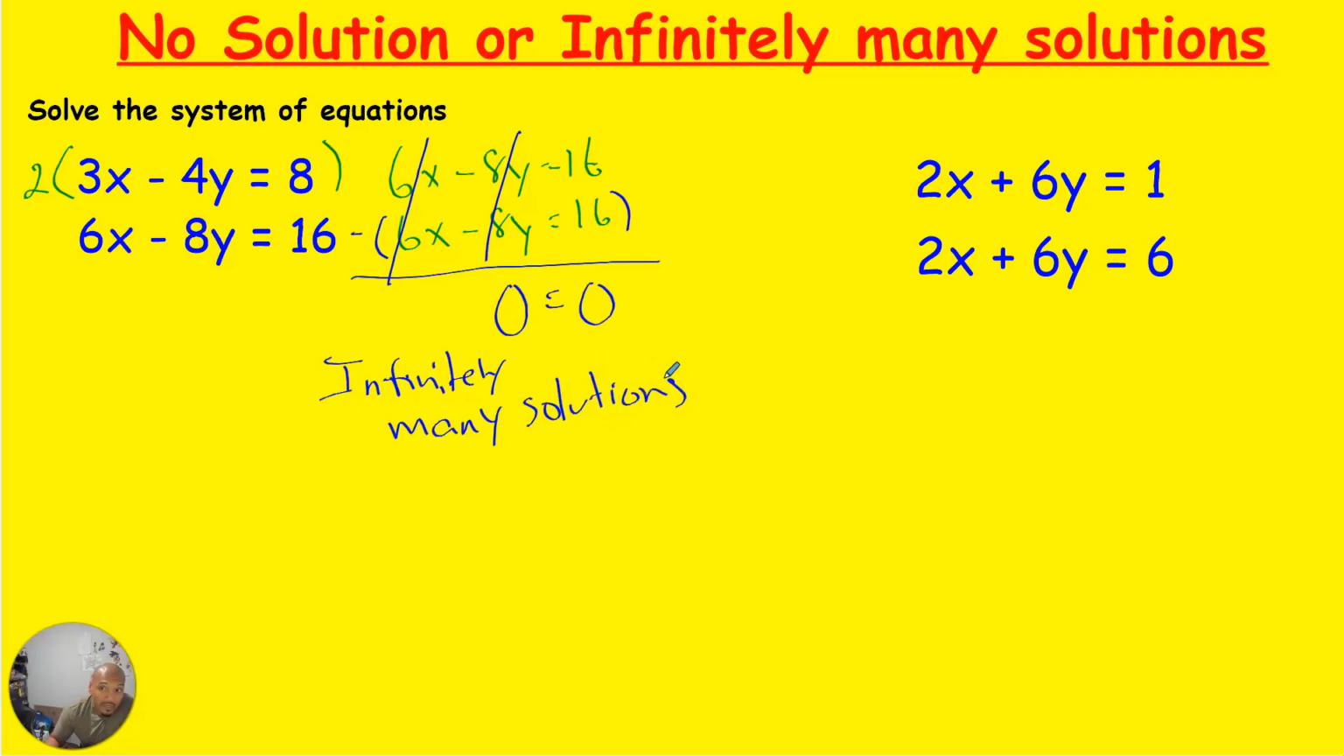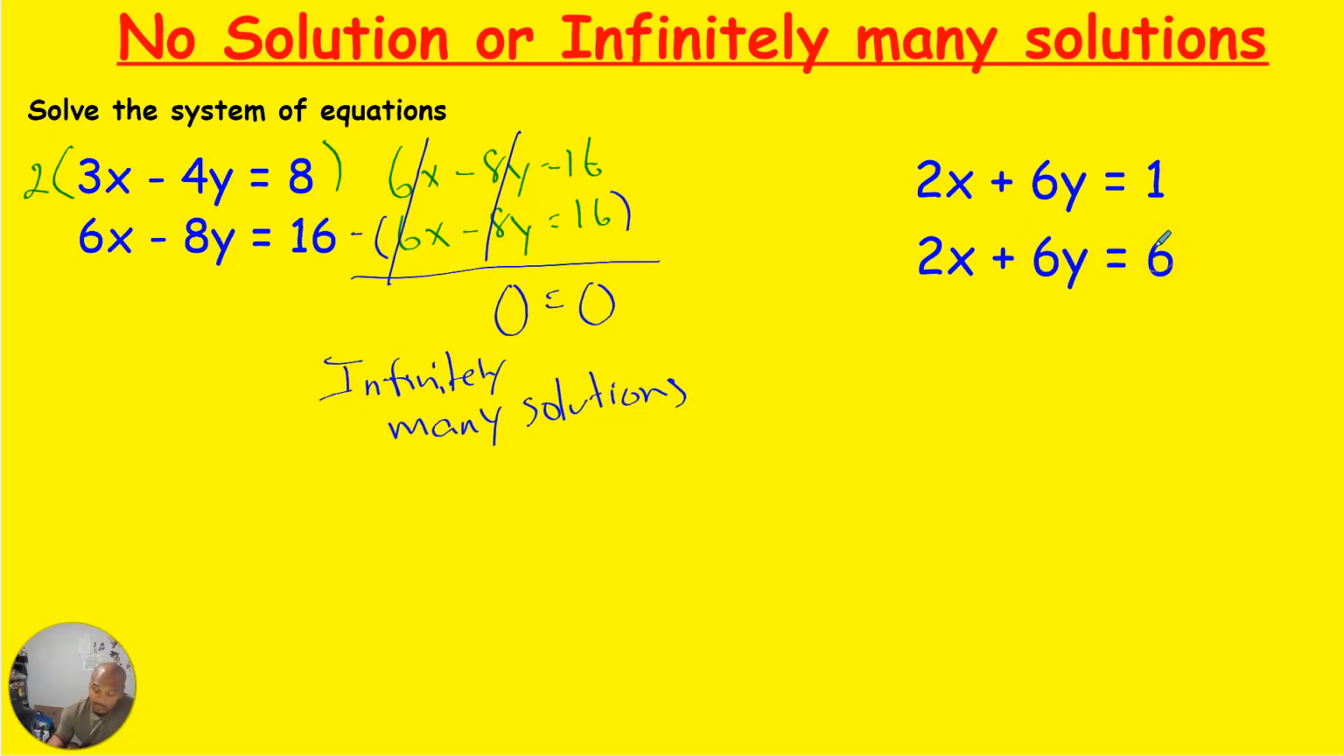All right. Now, on the flip side, something else might happen. You'll look at these equations and you're like, okay, we have almost the same thing, but you notice that this is different. And this is considered no solution. All right. 2x plus 6y equals 1, and then 2x plus 6y equals 6. That doesn't make any sense.